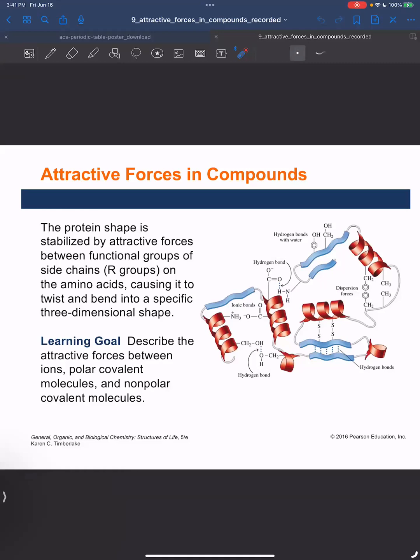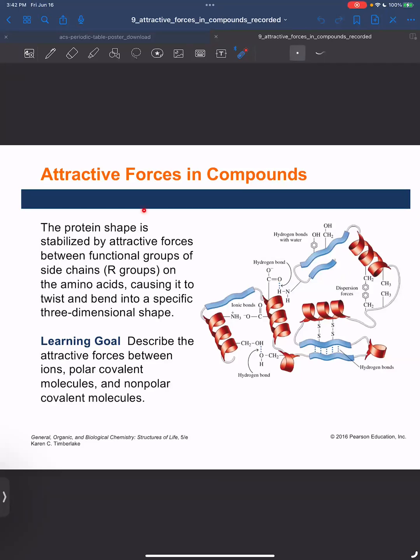Hi everyone, welcome back. The learning goal for this video is for you to be able to describe the attractive forces between ions, polar covalent molecules, and non-polar covalent molecules. And this knowledge you'll gain from watching this video and practicing problems will help you understand better the attractive forces that play a role in the body.